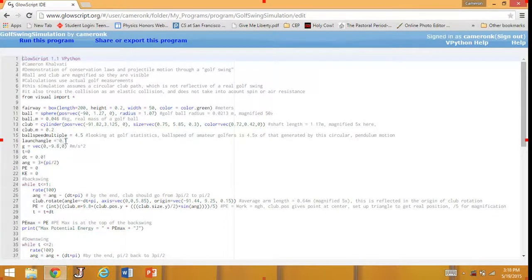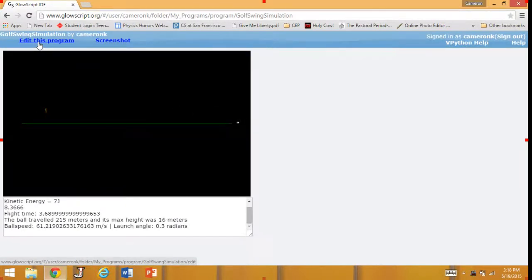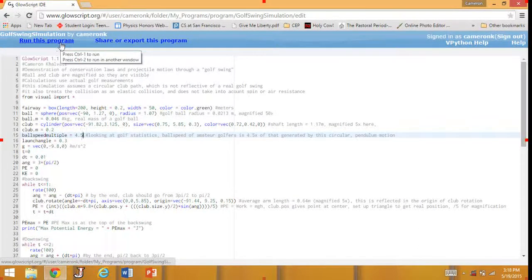And then maybe a professional, so they're going to get a higher launch angle with their driver, or simulate more ball speed. So set the launch angle to 0.3. And look at that ball flight. Much further than before. It traveled 215 meters, so maybe a professional hits a little further than that. So you could adjust the multiple to be different for professionals because they generate much more speed than an average golfer. But yeah, so that is my golf swing Visual Python simulation.